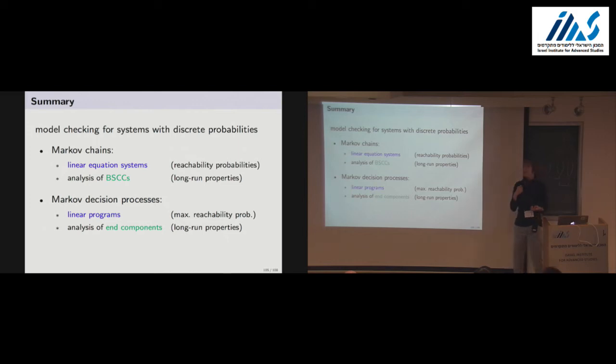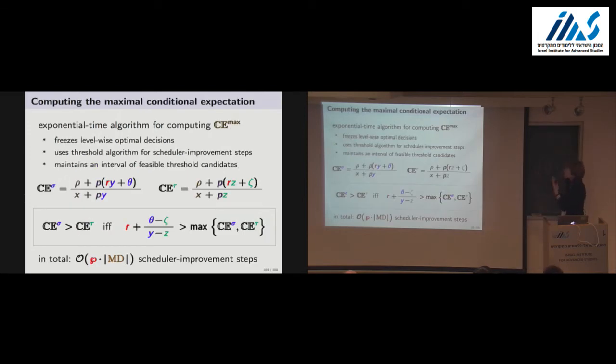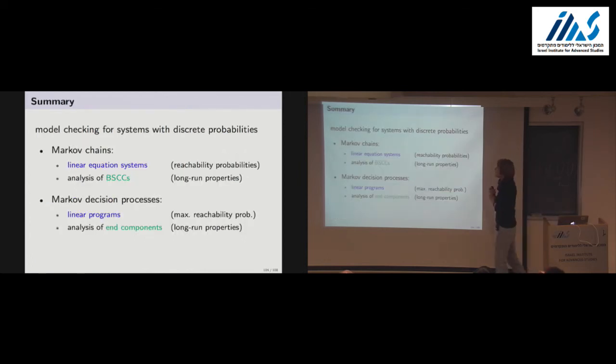This was just to mention some more recent results, but now in summary: in the first part of this tutorial I talked about Markov chains, and the second part about Markov decision processes. What you should keep in mind is that the fundamental problem is to compute reachability probabilities. In the case of Markov chains, these are linear equation systems. In the case of Markov decision processes, these are linear programs, or the iterative techniques, value or policy iteration.